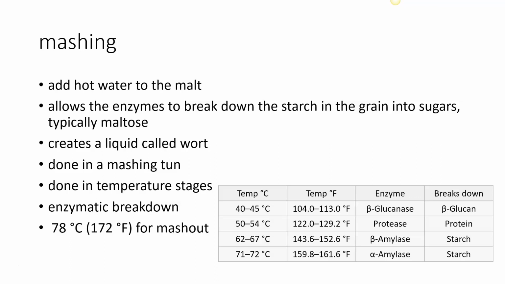You raise the temperature up to 78 degrees Celsius. This is done for what they call a mash out, which is where they finish the material off at 71 degrees. It basically cooks these enzymes, so these enzymes are no longer functional. It's now going to allow the yeast to act upon the material and cause the formation of beer.